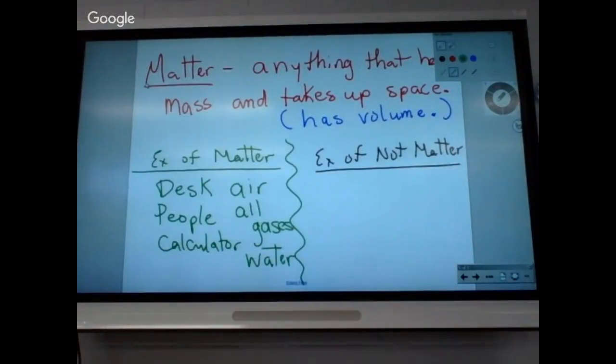Now, can you give me something that does not matter? Take up space. Got a mass. Teeny tiny, but it takes up space and has a mass.